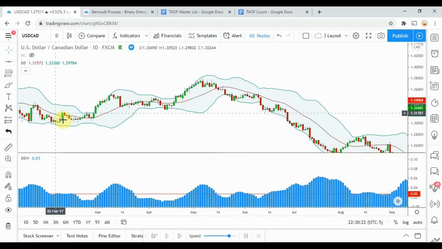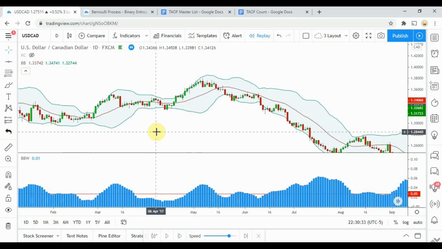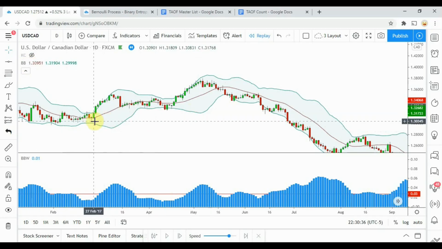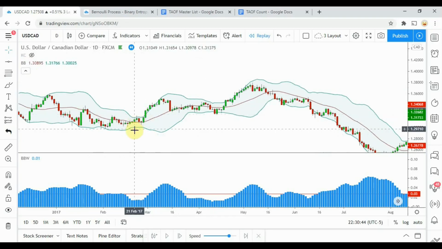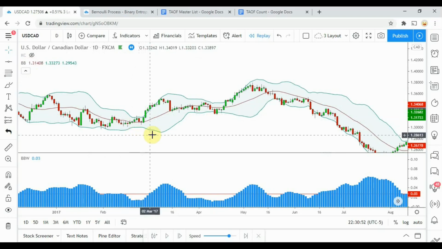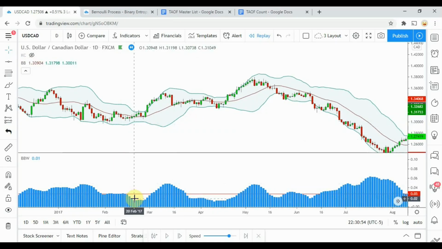And so what we are looking for is the expansion of these bands. Again, that indicates that we are seeing an increase in volatility, an increase in momentum, an increase in volume, however you want to word it. But basically, we are seeing an opportunity to jump on board a train that is starting to take off and leave station.